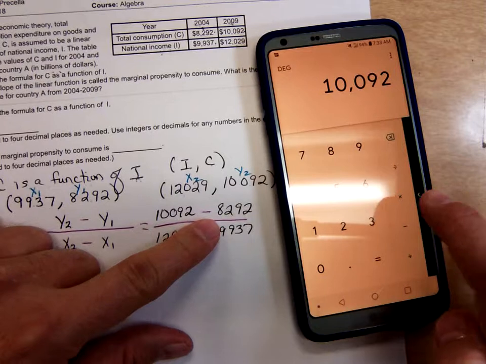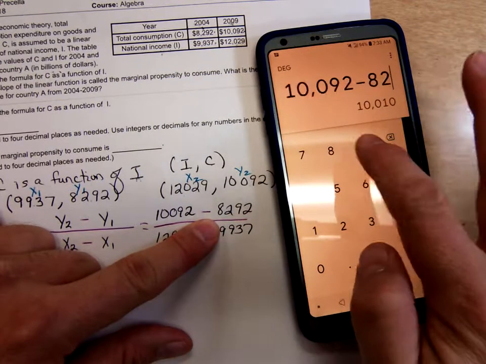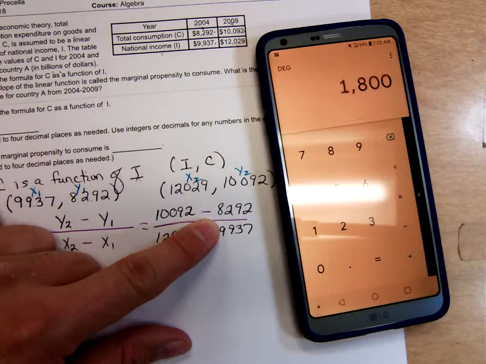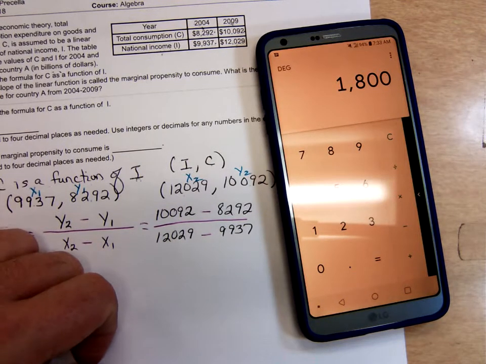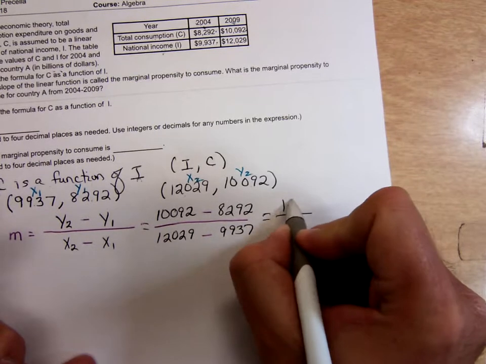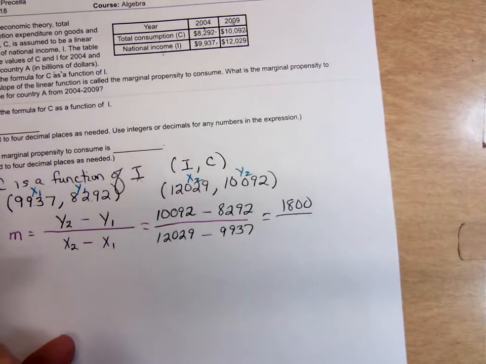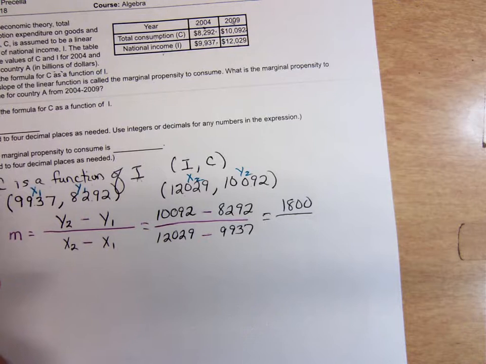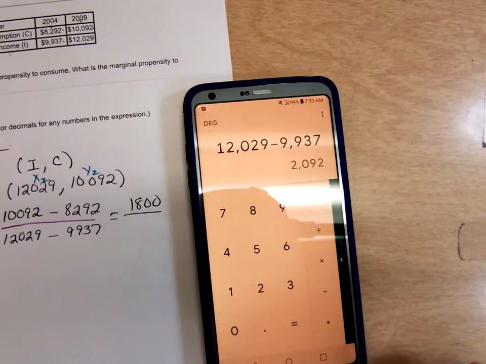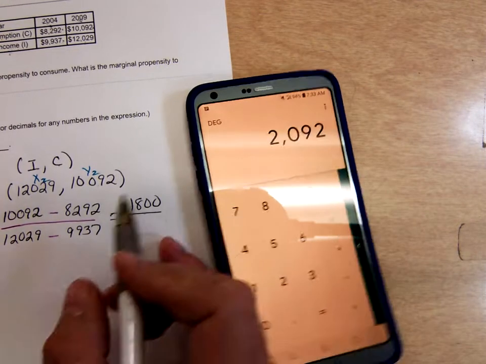10,092 minus 8292. That would be 1,800 on top. Heck, I could have done that in my head. And then 12,029 minus 9937 is 2,092.